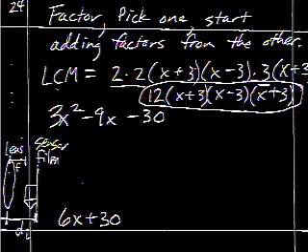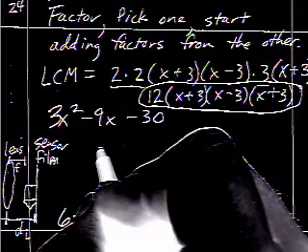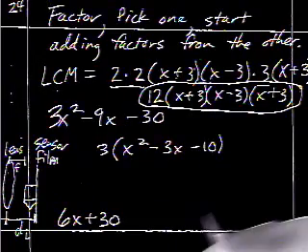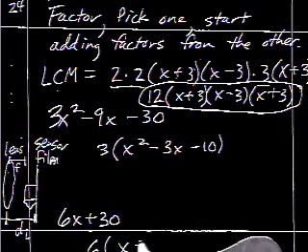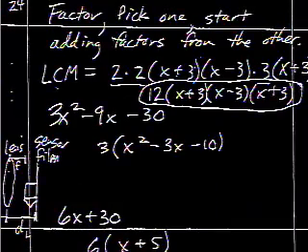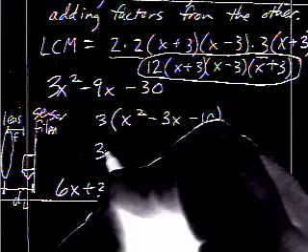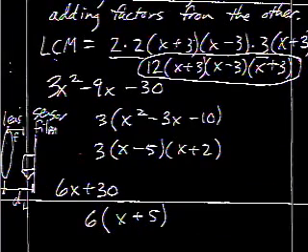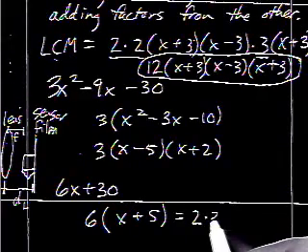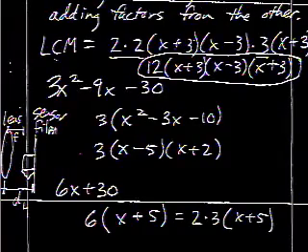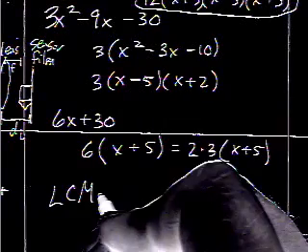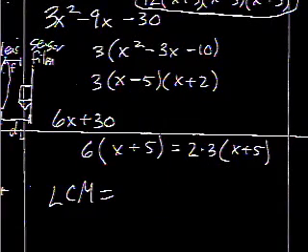We've got 3x squared minus 9x minus 30 and 6x plus 30. So I've got 3 times (x squared minus 3x minus 10) and 6 times (x plus 5). Which is 3 times (x minus 5)(x plus 2). This is 2 times 3 times (x plus 1). Okay, if we want to build the least common multiple, we are going to start with one of them.